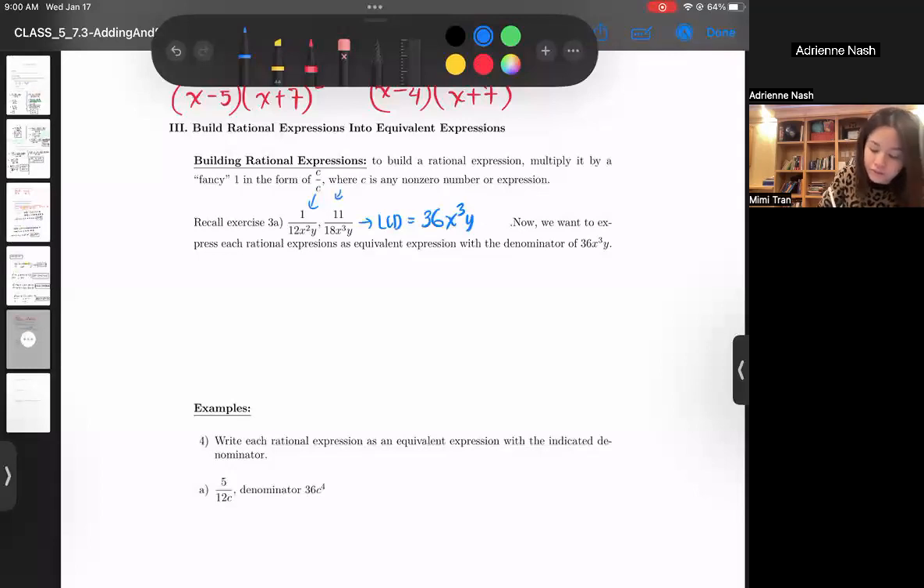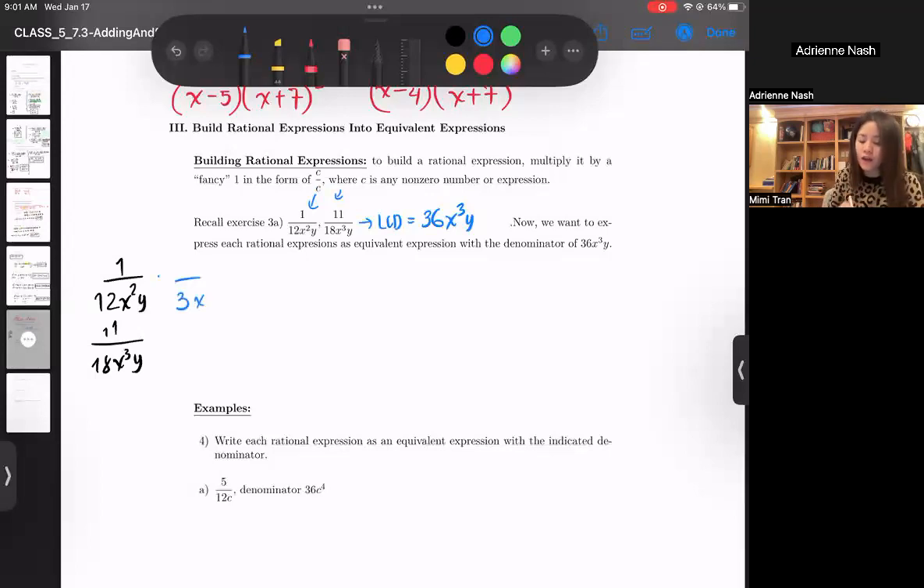So what do we do? Well, let me write it out here. 1 over 12x squared y, and then I have 11 over 18x cubed y. We want the first fraction to have the denominator of 36x cubed y. So in order to bring the 12 up to 36, you need to multiply by 3, right? And then the x squared becomes x cubed, so you need one more copy of x. And we've got one y, so we're good.